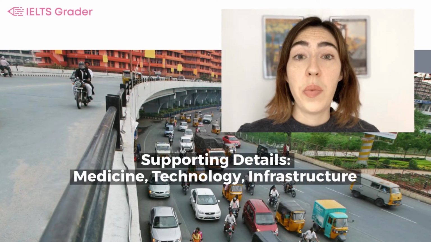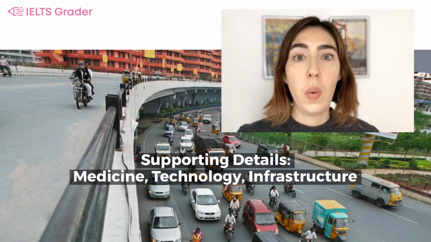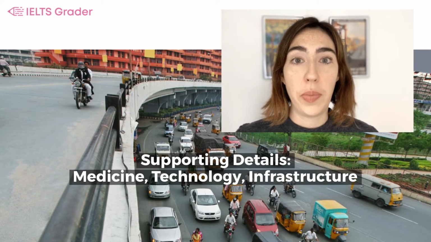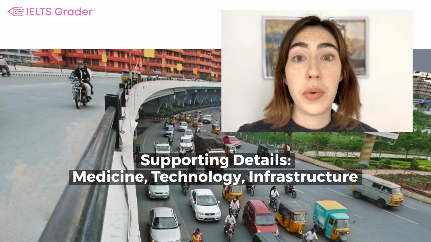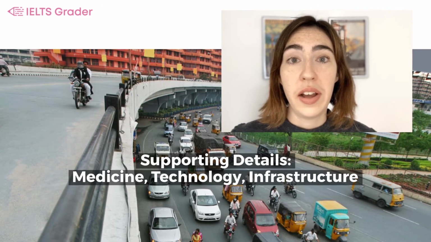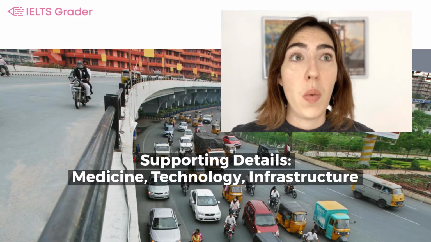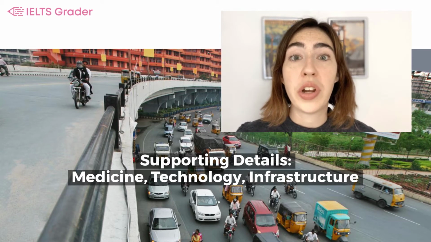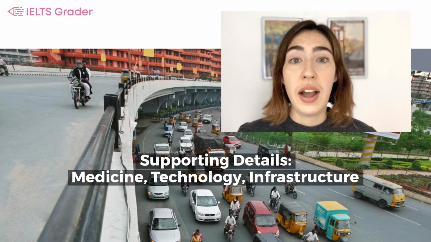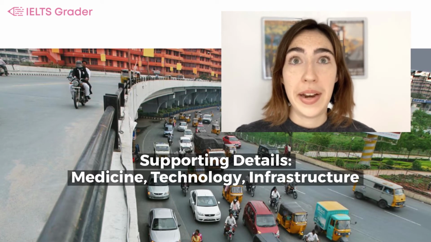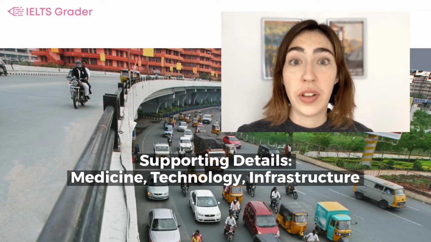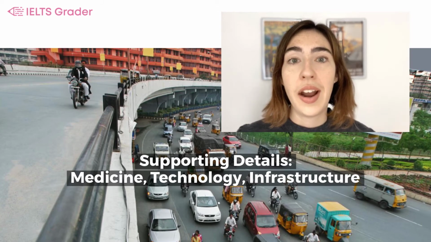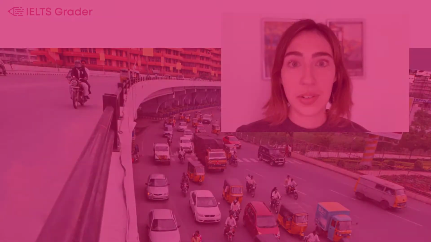Now, we want to identify what those other types of help could be. These are going to be your supporting details. If I think about what would help a country grow, I think of things like medicine, technology, infrastructure like roads, and other similar topics.